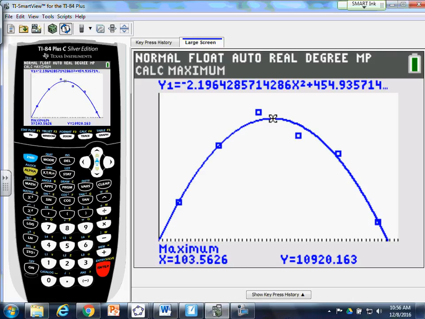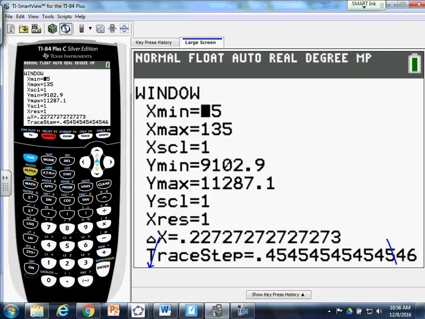So I'm going to need to see if this graph continues down here. I need to see a little bit down into the negative side. So what I'm going to do is manually change the window. Let's go into regular window up here. Remember we did zoom 9 to get it started.